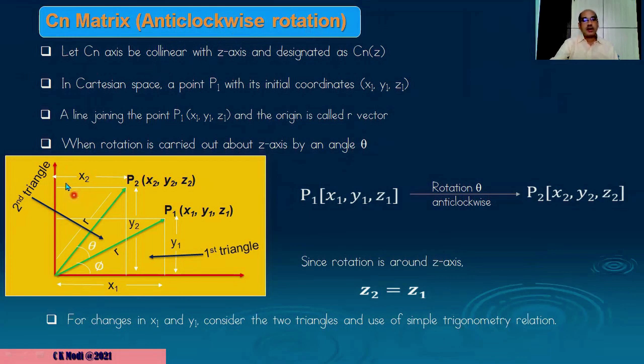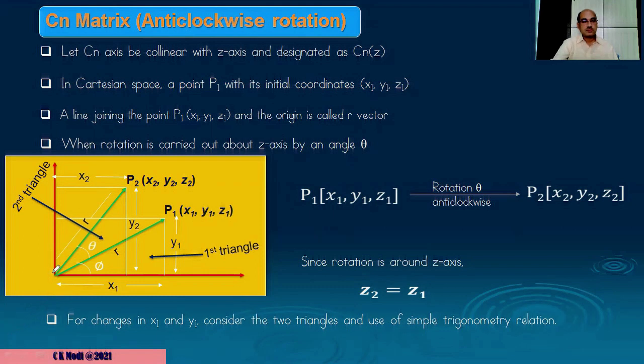Now look at this. Let the CN axis be collinear with the Z axis. So this is the Y axis and this is the X axis, the red line indicates the X axis, this is the Y axis, and Z is out of plane. Now the C2 axis is situated on the Z axis. So the CN axis is collinear with the Z axis. Okay, so CN is collinear with the Z axis.